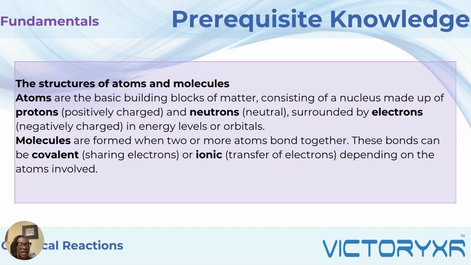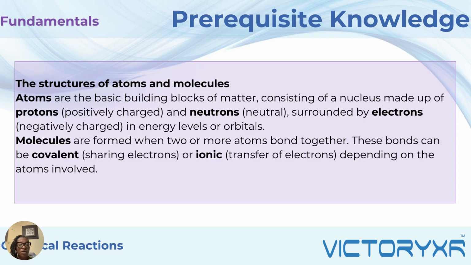So, know that atoms are the basic building blocks of matter, and they consist of a nucleus made up of protons. Protons are the positively charged subatomic particles that make up the nucleus of the atom. Neutrons are actually neutral. This means that the nucleus itself is positive. Then you have an electron cloud. Electrons are the negatively charged particles that live in energy levels or what we call orbitals.